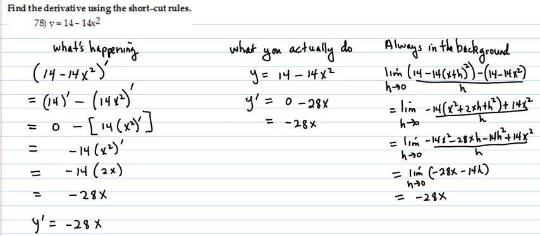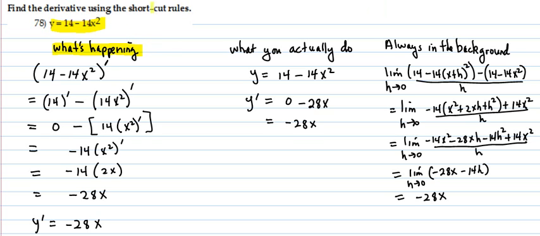Let's find the derivative using the shortcut rules that we just learned about. So here's a function y equals 14 minus 14x squared. I'm going to do it three ways. First, this is what's actually happening. That's not the way you end up doing it in practice, but it shows what's really going on.